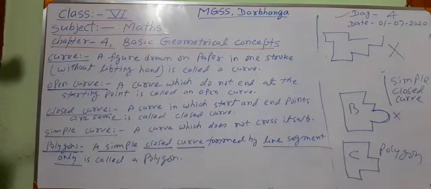Thanks. Now we shall read about different types of polygons. And then we shall read how the nomenclature of polygons is done and what the different types of polygons are.